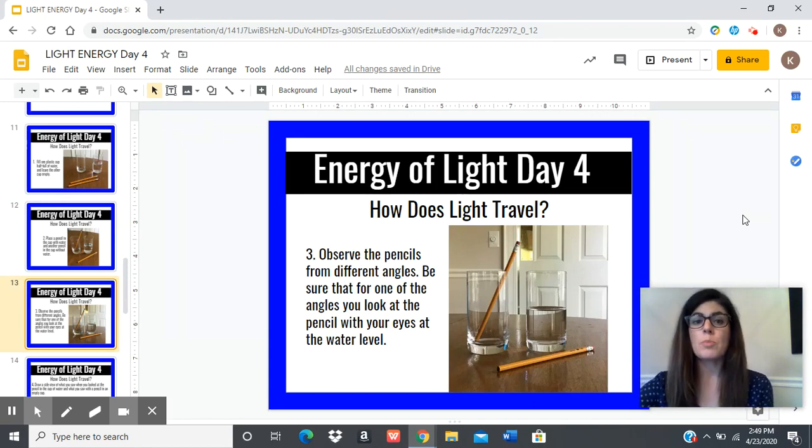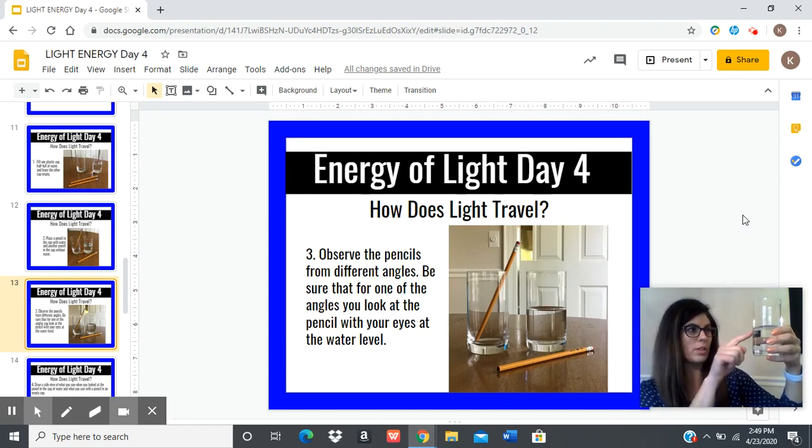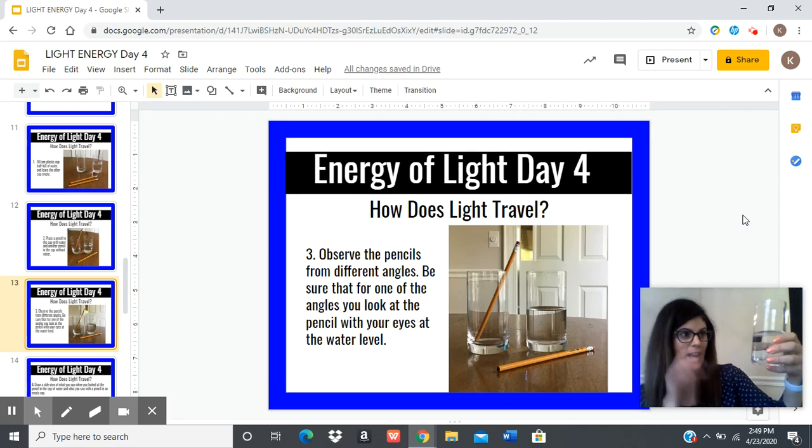Step 3, observe the pencils from different angles. Be sure that for one of the angles, you look at the pencil with your eyes at the water level. And that means you are looking directly at where the water level is, even with your eyes. Now, I wouldn't recommend moving the cup. You should actually have the cup on the table and move your head and body to see it at that level.